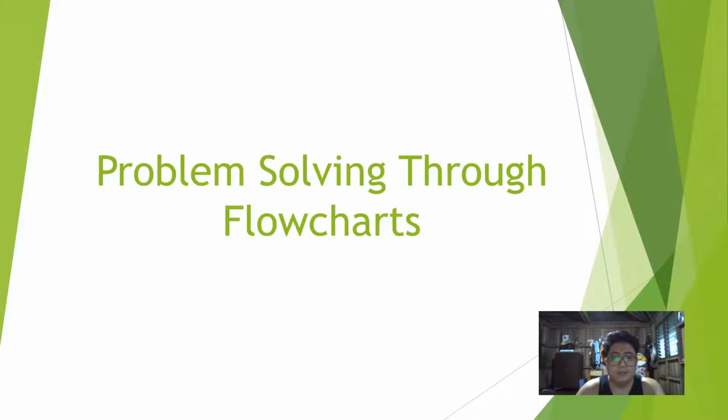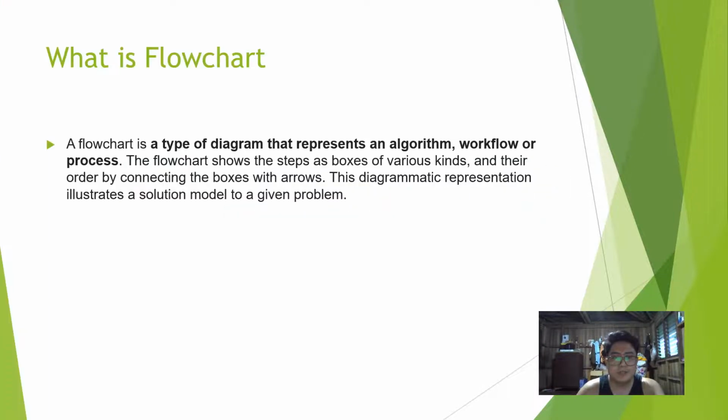I'll start with problem solving through flowcharts. What is a flowchart? A flowchart is a type of diagram that represents an algorithm, workflow, or process. The flowchart shows the steps as boxes of various kinds, and their order by connecting the boxes with arrows. This diagrammatic representation illustrates a solution model to a given problem.